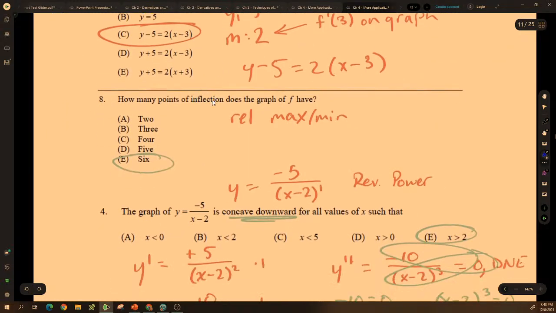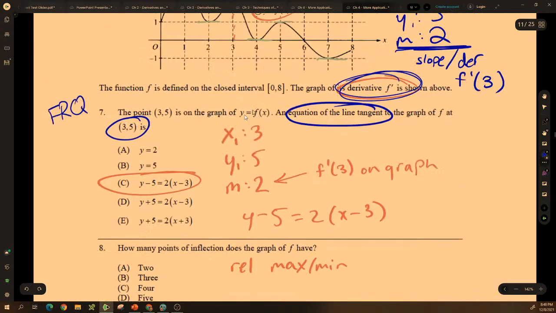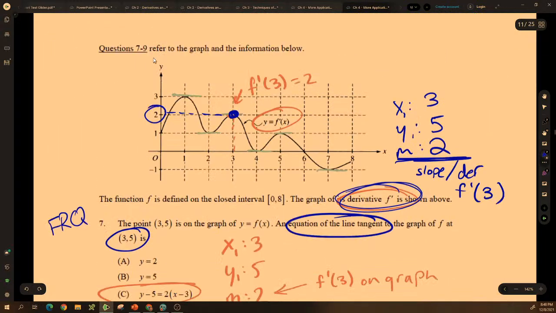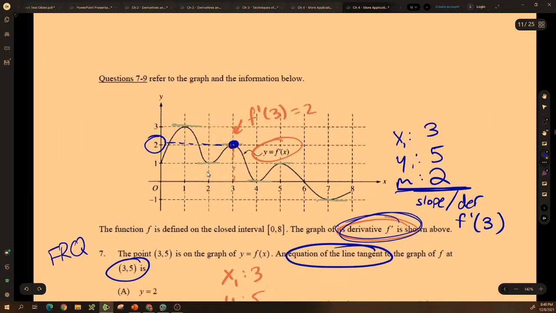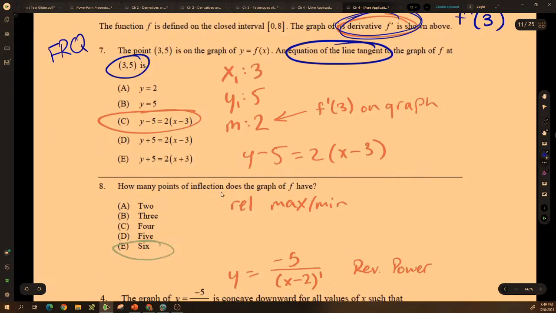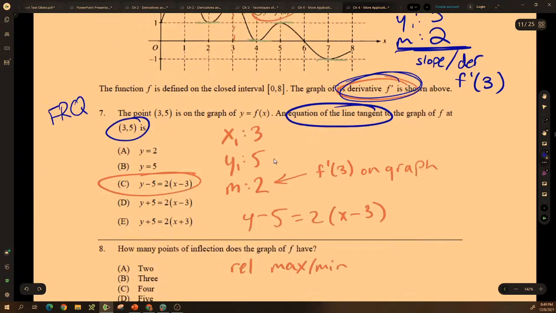Right, how many points of inflection does the graph of f have? This is still for this question, right? It said refer to this question for 7 to 9. So how many points of inflection? Well, this is the graph again of f prime.